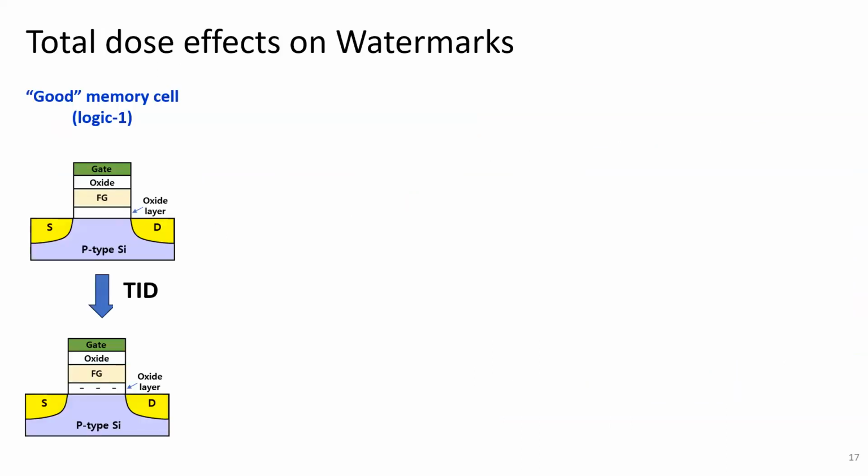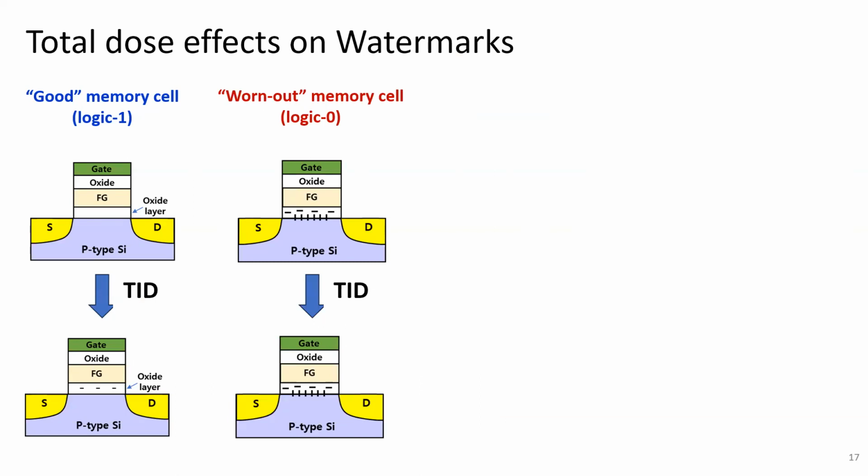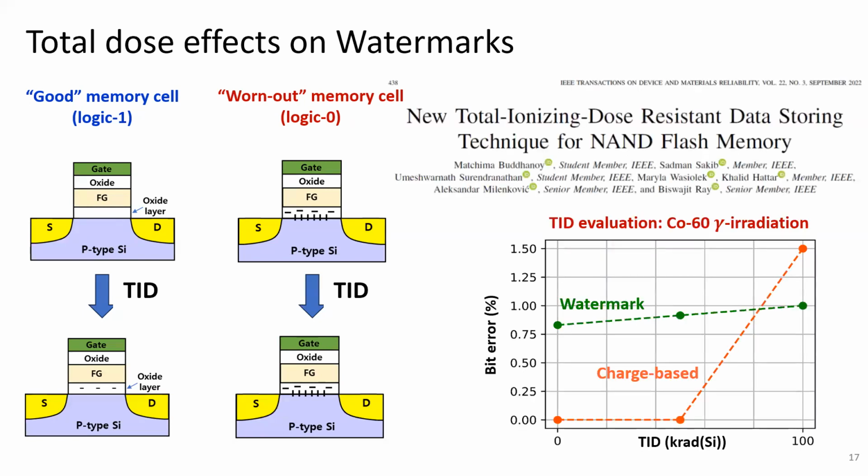So this is our experimental evaluation result. This is a good memory cell which has no defects in the oxides, and after TID, or total ionizing dose effects, some defects will be introduced in the oxides. However, if you look at a bad cell which has several oxide defects, even after TID, that remains bad. So this logic one and logic zero, we can still distinguish after irradiation. So that's our collected data.